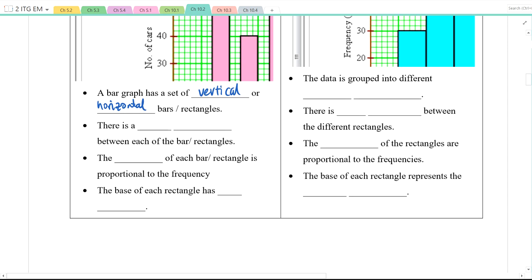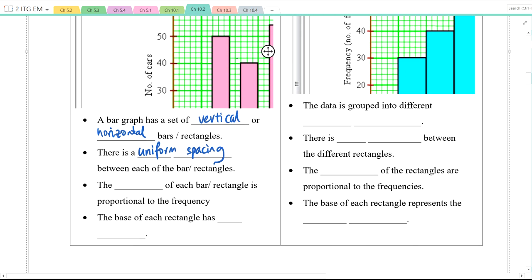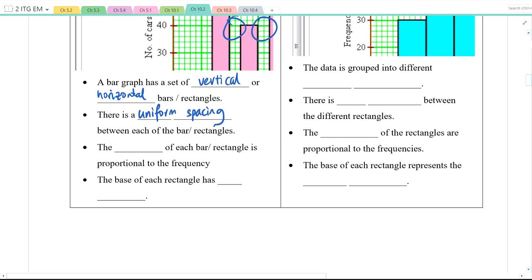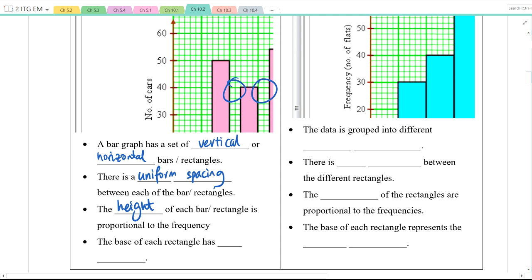and there is uniform spacing between each of the bars or rectangles. So over here there is some spacing. The height of each bar or rectangle is proportional to the frequency. When the bars are standing up, when they are vertical, all these heights, these values, tell us the frequency.